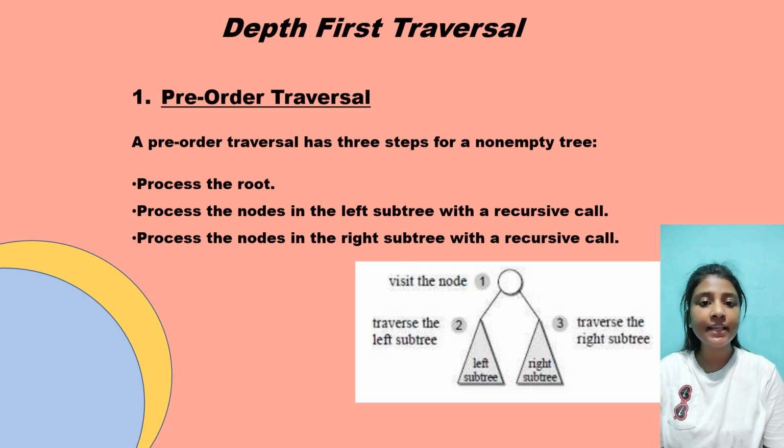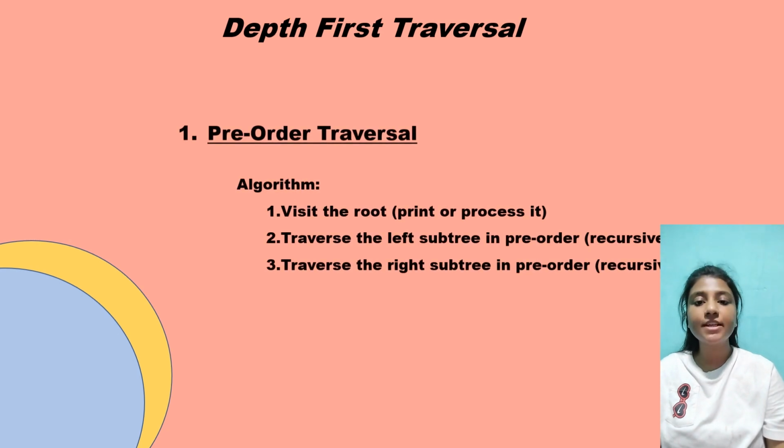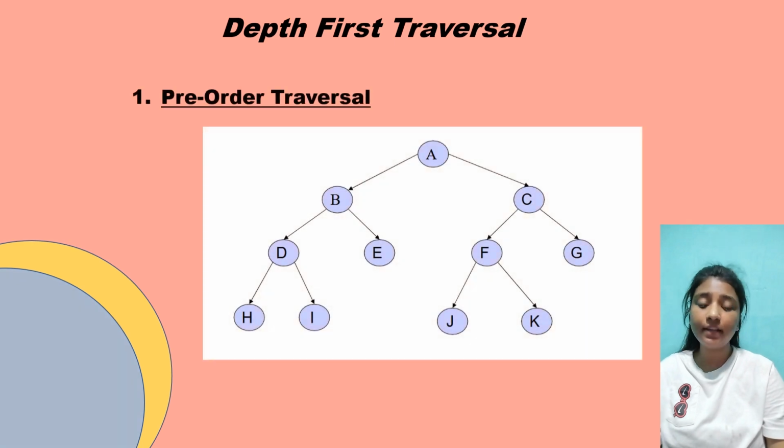The idea here is simple. We visit the root node first, then recursively visit the left subtree and finally the right subtree. This is useful when we want to copy a tree or evaluate prefix expressions. Here's the step-by-step algorithm. Visit the root, traverse the left subtree in pre-order, traverse the right subtree in pre-order. That's it, simple and clear.